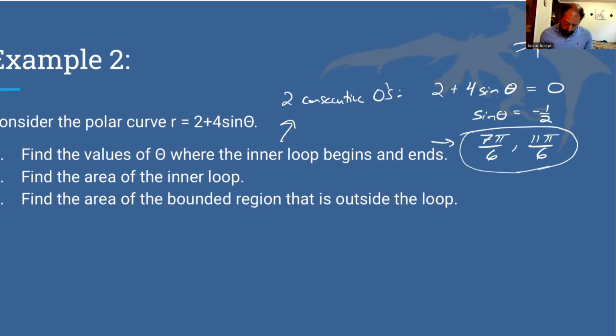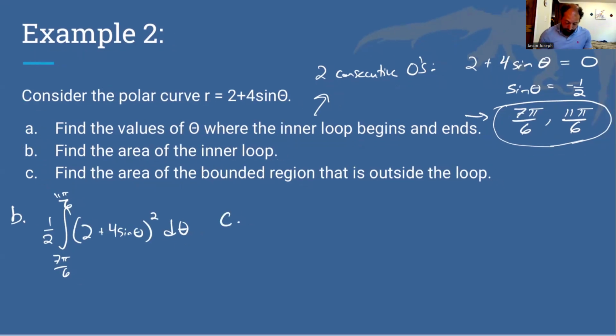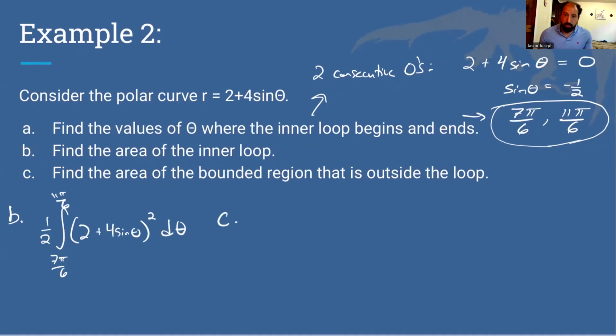Find the area of the inner loop. So that'll be 1/2 integral, and we already kind of said how to do this. So I take my full formula for r, 2 plus 4 sine theta, parentheses, squared d theta. That's our answer. And I'm not worrying about finding the area right now. I'm just writing the integrals down. And C, find the area of the bounded region that is outside the loop. So that's the region in between them.